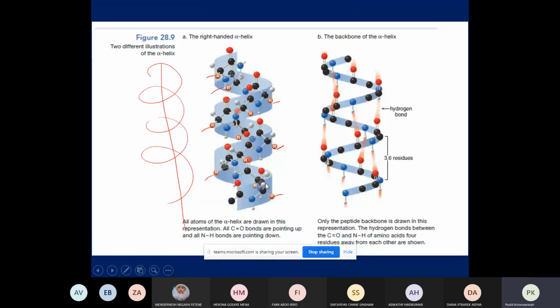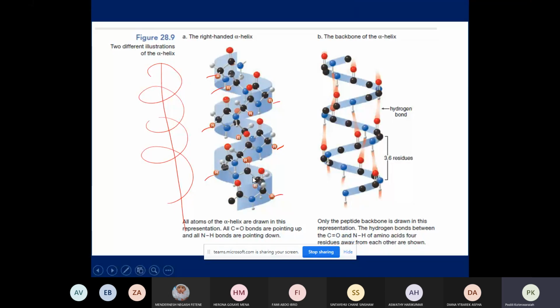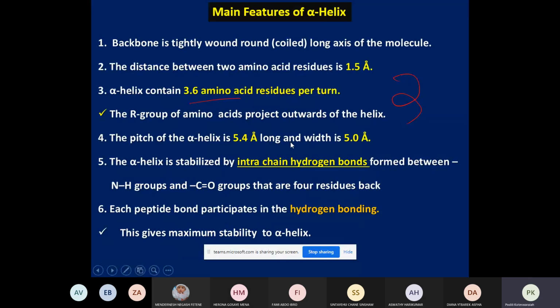And this alpha helix is stabilized by intrachain hydrogen bonding, and the hydrogen bonds are formed between the NH group of the first amino acid and the carbonyl oxygen of the fourth amino acid. Every carbonyl oxygen and amide hydrogen, the first and the fourth, are involved in the hydrogen bond formation. So that means every carbonyl oxygen and amide hydrogen are linked by the intrachain hydrogen bonds.